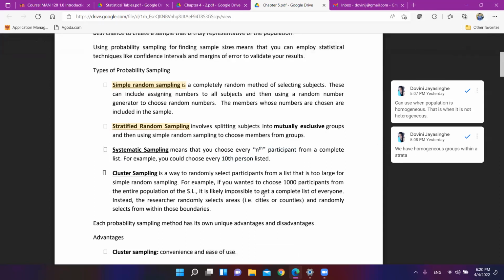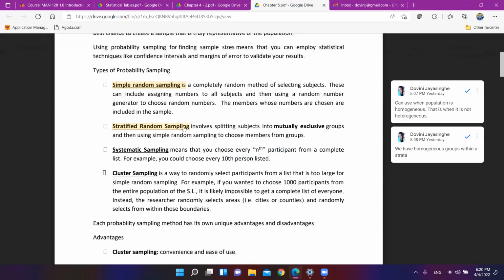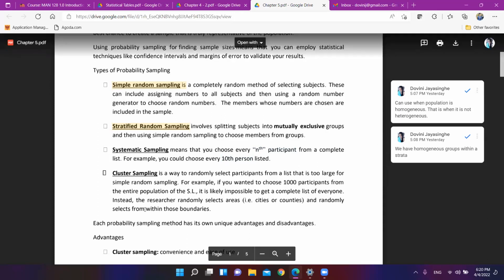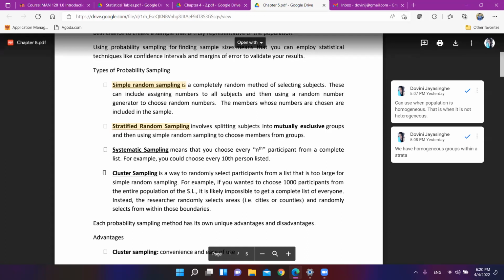When you don't have access to the entire population, you have to go for cluster sampling. It is similar to stratified, but a little different. In stratified, you know the population and you are splitting it into strata. Now, think that we don't put data from the entire population here. This is a way to randomly select participants from a list that is too large for simple random sampling.